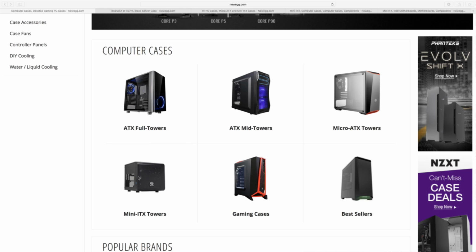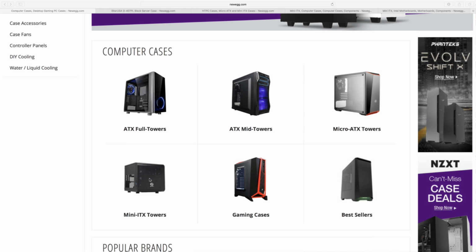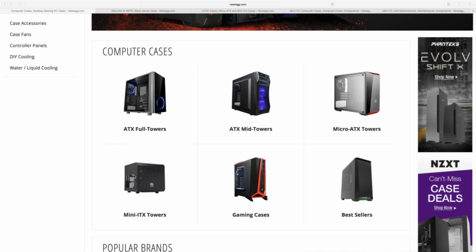You'll notice, like on this ATX tower, this large one right here, that it has little feet on the bottom of it. The reason why you have little feet on the bottom of a tower like this is it keeps it off the ground a little bit.